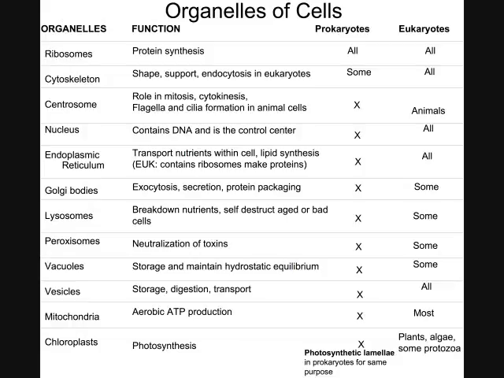Vesicles, storage, digestion, transport, found in all eukaryotic cells. Mitochondria, ATP production, found in most eukaryotic. Chloroplasts, photosynthesis, found in plants.